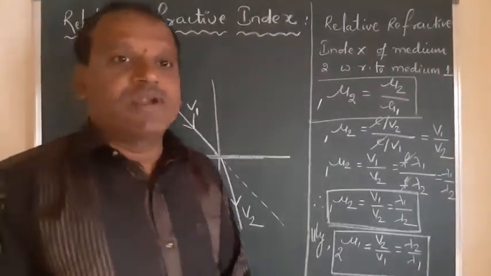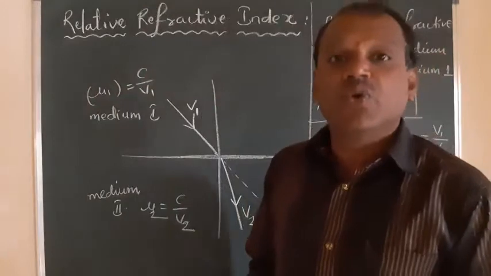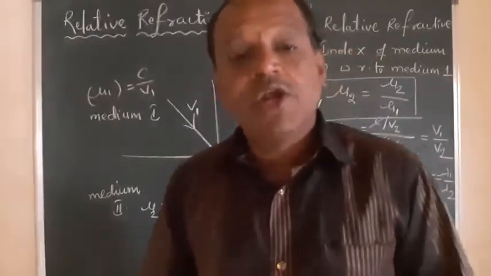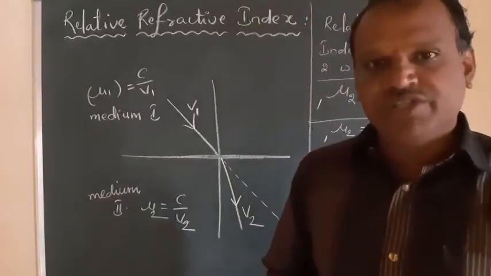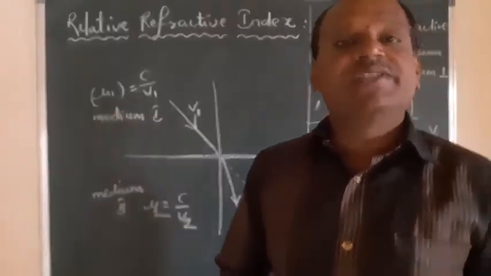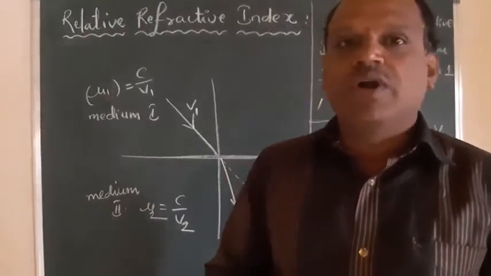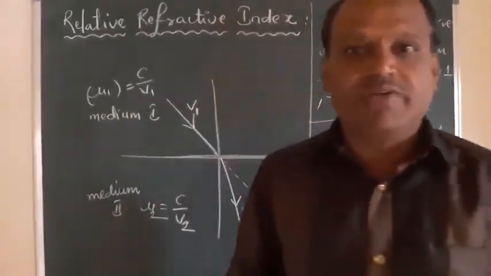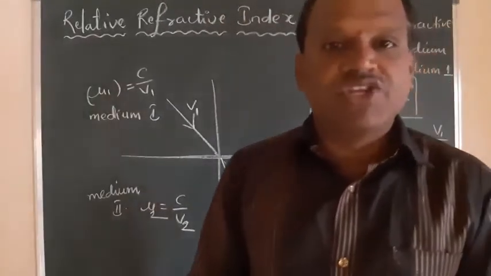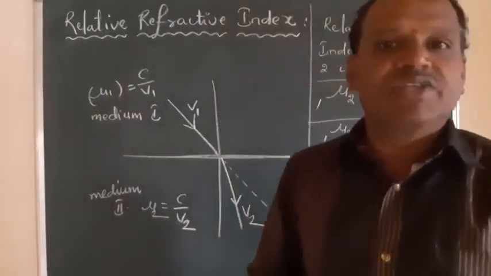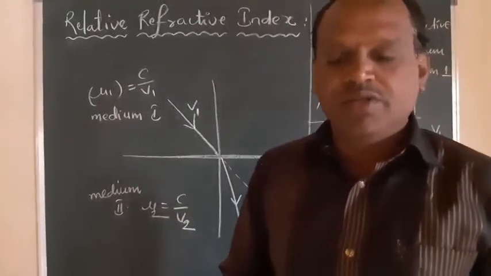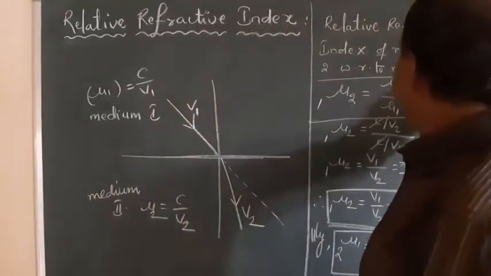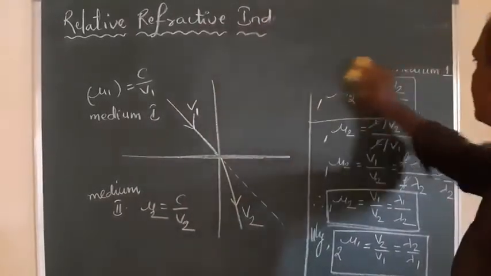Okay, and the relative refractive index also has no units and dimensions. It is also a scalar physical quantity. So whatever observations there are for the absolute refractive index are the same for the relative refractive index too. Only the velocities of light in two mediums are compared, that is the only difference. Okay, now we will see one or two examples related to this calculation.